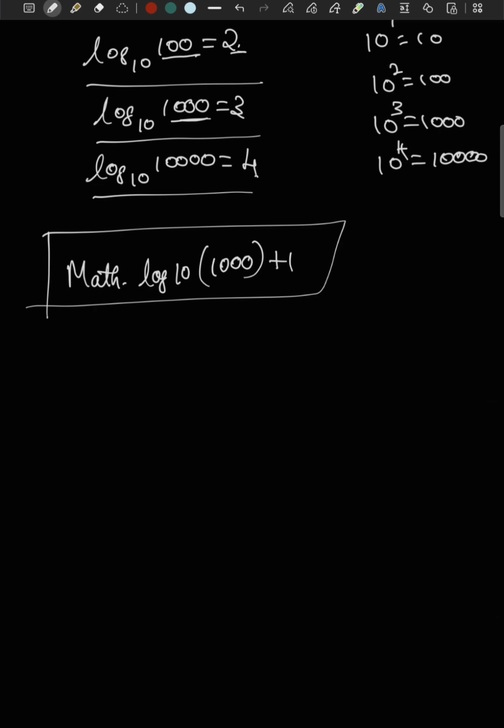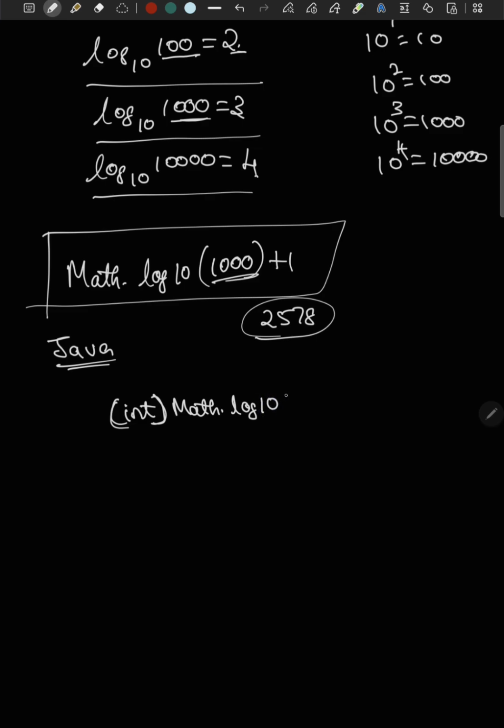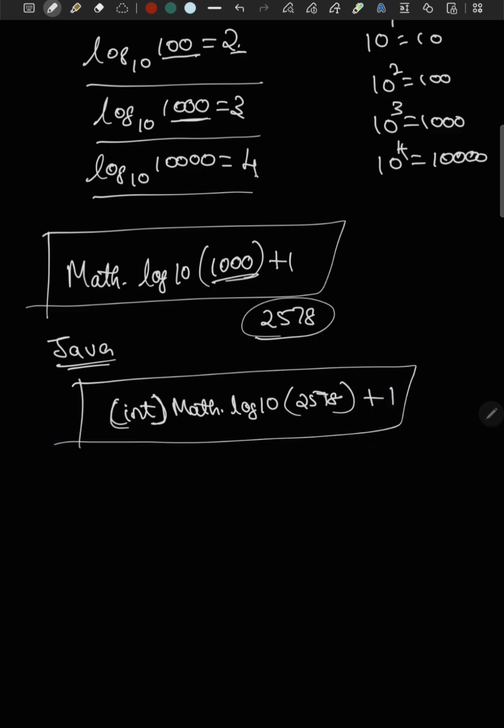So when it comes to Java, we're going to convert this into an integer, because sometimes you'll get a fractional number, right? Instead of a round value, if I take something like 2578, we'll get a fractional number. So to avoid this, we're going to convert this into an integer. Math dot log 10, which is log base 10, of 2578 plus 1. This is going to give our value. This is going to return 3 plus 1, which is 4.